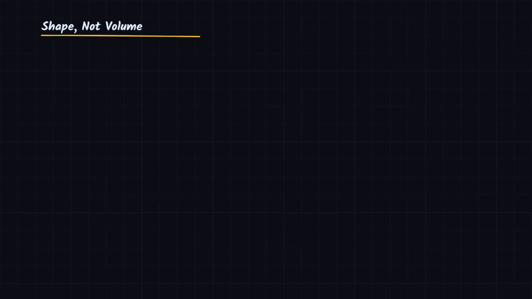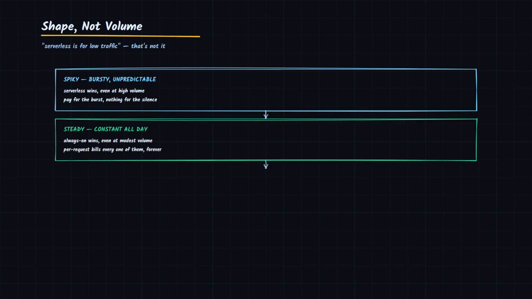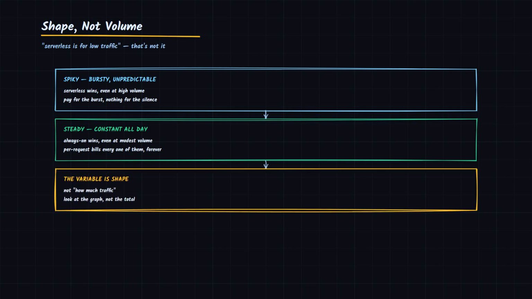And here is where the usual advice goes wrong. People say, serverless is for low traffic, and that is not it. The variable is shape. A spiky workload, quiet for hours, then a burst, sits on serverless's good side, even at very high total volume, because you pay for the burst and nothing for the silence. A steady workload, constant all day, every day, sits on always-on's good side, even at modest volume, because you are keeping a box busy anyway, and per request billing charges you for every single one of those requests forever.